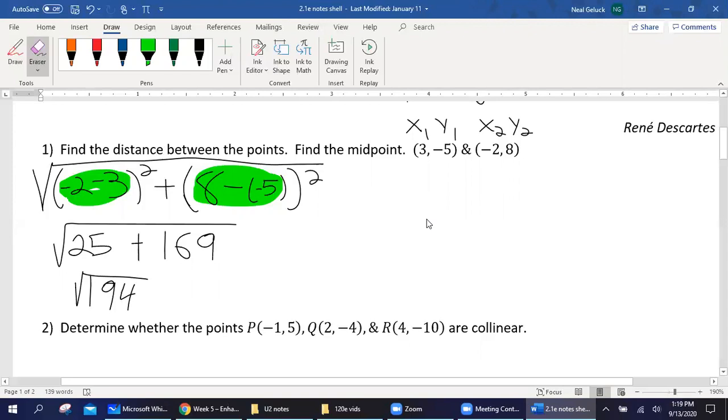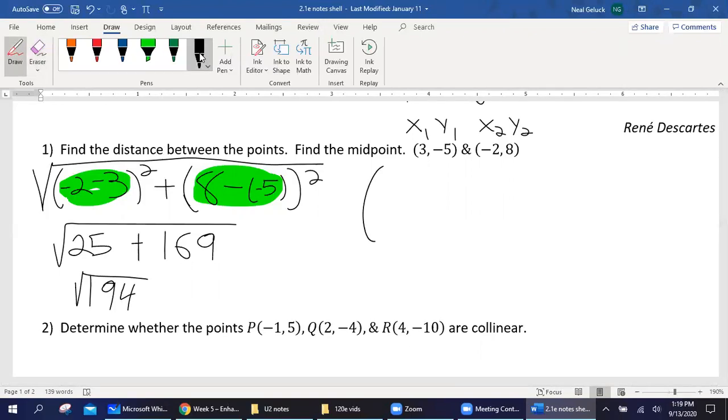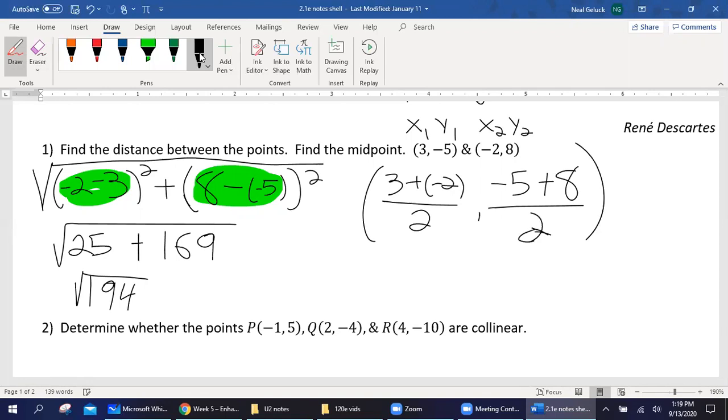For the midpoint, this one's even easier. We add the x's, so x1 plus x2, so I'm adding a -2, which would really mean I'm subtracting 2, divided by 2. Add the y's, y1 plus y2 divided by 2. So I'd have 1 over 2, 3 over 2. You could leave them like that. You can make them decimals.